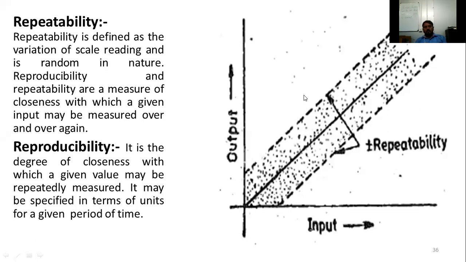In the last class, we discussed linearity, accuracy, dead zone, dead time, and all the things. We discussed the static characteristics and dynamic characteristics. So anyone, can you tell me what is the difference between static and dynamic characteristics of a measuring instrument?